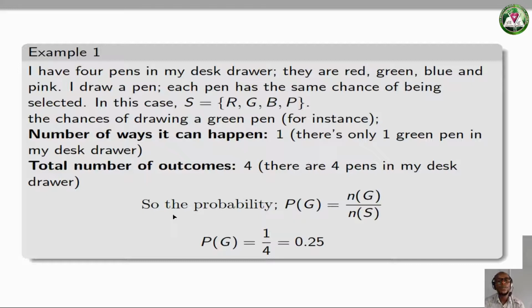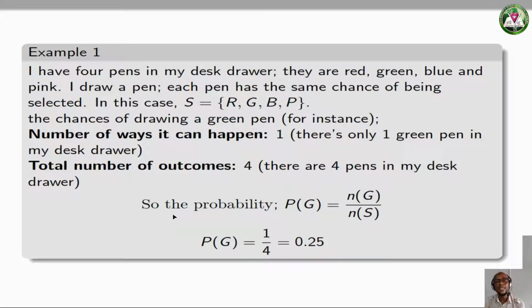That gives our sample space. And the chances of drawing a green pen, for instance, let's assume that we want to draw a green pen. So the chances of drawing a green pen, we have to get the number of ways it can happen. In how many ways can we draw a green pen?